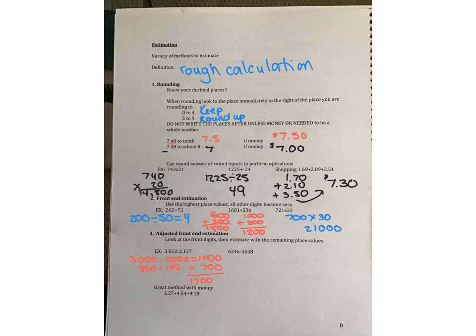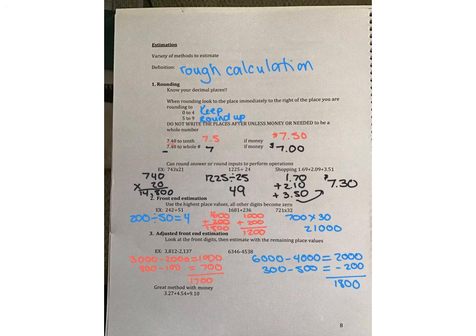Next one, same idea. I'm going to have 6,000 minus 4,000. Again, we're just taking whatever numbers are there. We're not rounding them at all. So I'm going to get 2,000. And then I'll take 300 minus 500. And I get negative 200. So now when I combine that, it's like I'm subtracting. So I get 1,800.